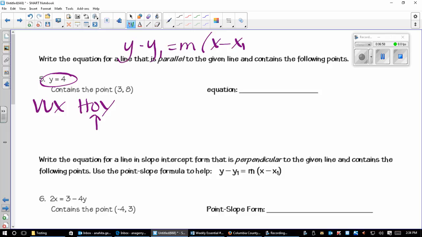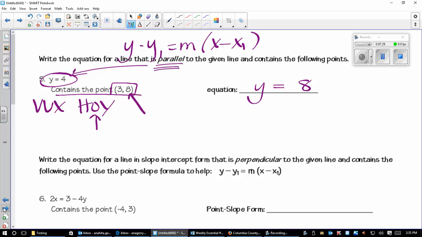I like to work smarter, not harder, right? One of the things I take a look at is first of all, what it is that it's asking me to do. It wants a parallel line to y equals 4. Well, the only other thing that's going to be parallel to a y equals is another y equals. But y equals what number? It wants you to contain this point, 3, 8. What's the y coordinate of that point? It's 8. So it's going to be y equals 8.